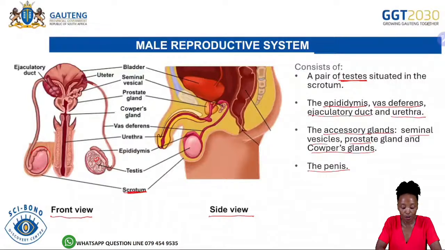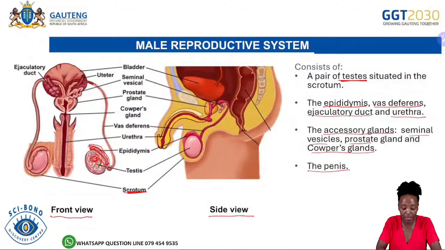And then from the testis, at this part, we have what is called the epididymis. This is where the sperm cells are stored temporarily after they have been produced in the testis. You can see the epididymis here, and we can also see the epididymis there on the side view.